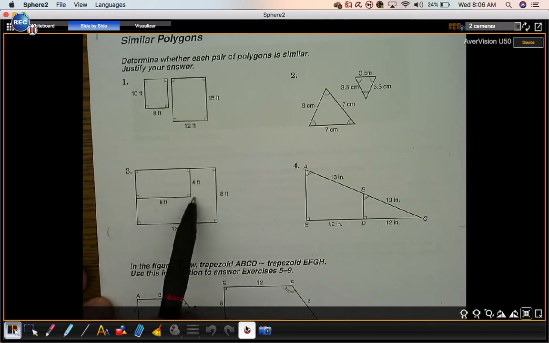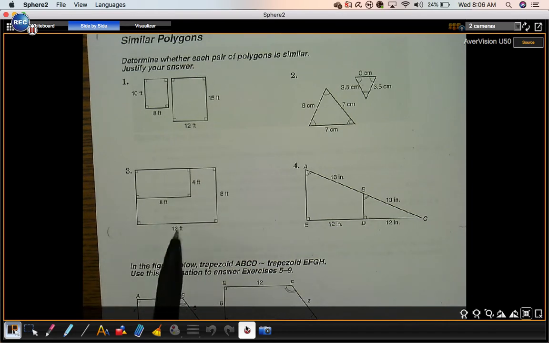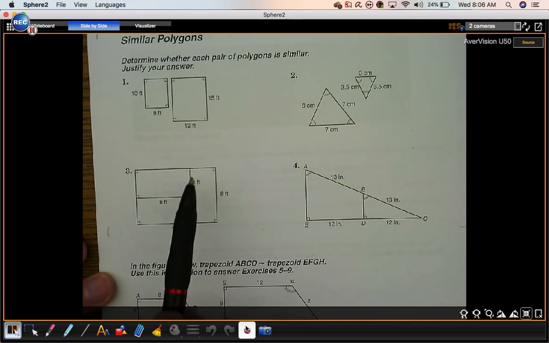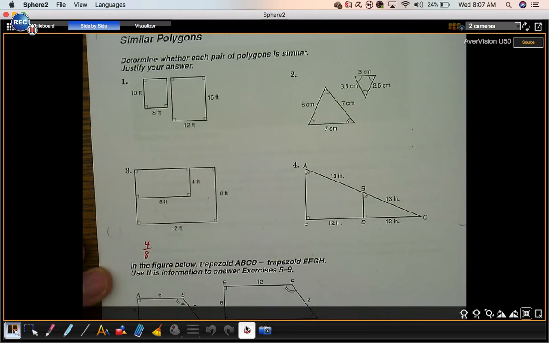This small figure is a rectangle. There's 4 right angles. The big figure is a rectangle because there's 4 right angles. So the corresponding angles are congruent. The next thing you got to do is check the ratios of the corresponding sides. So we're going to compare the smallest side on the small figure with the smallest side on the bigger figure. So 4 goes with 8.